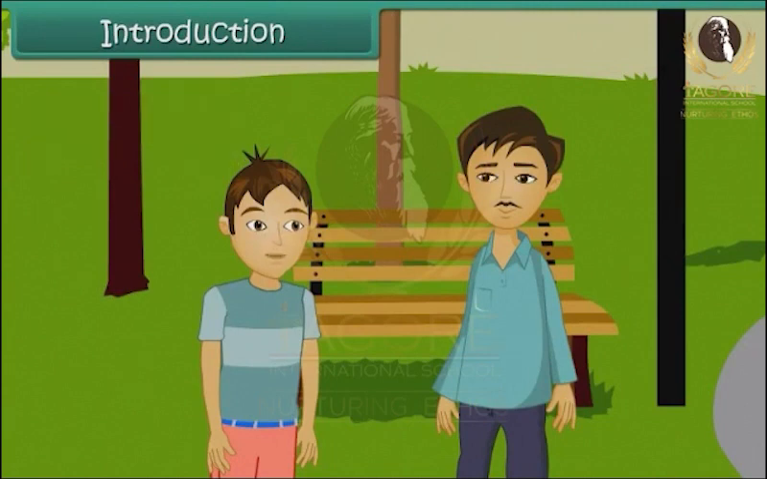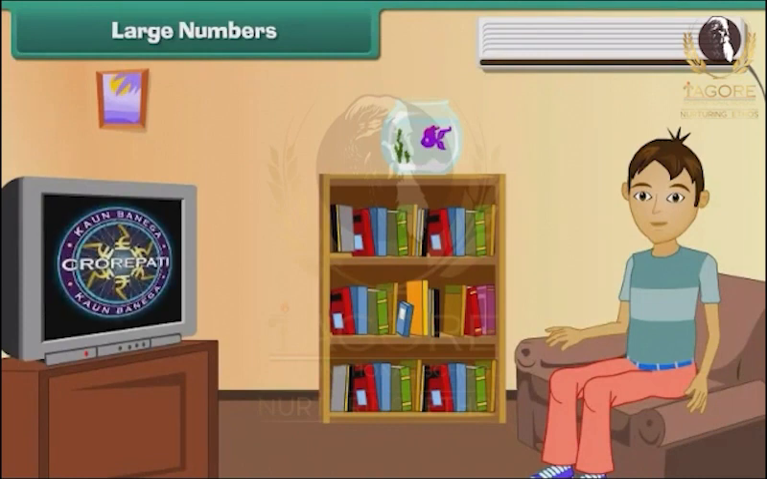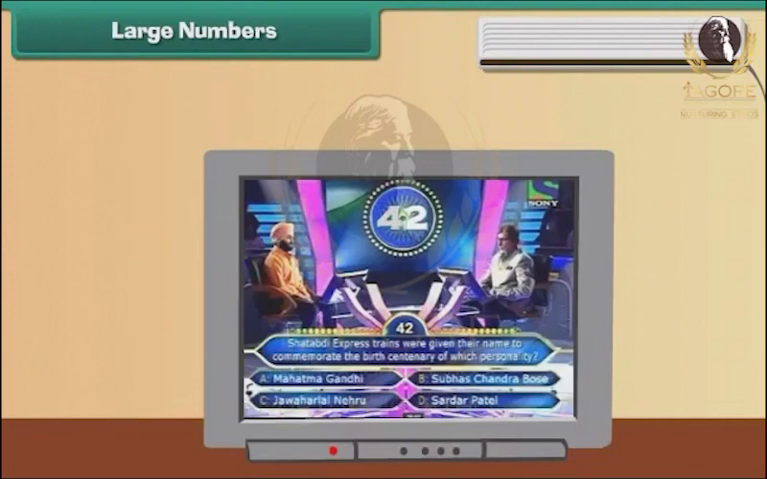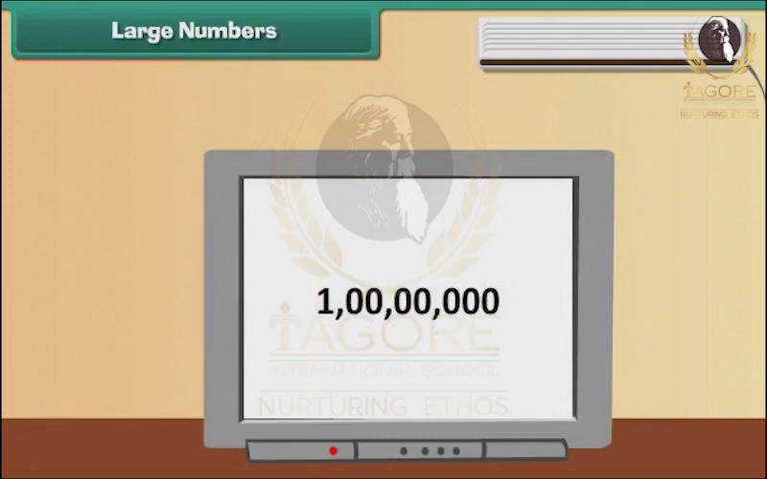In this lesson, you will learn about large numbers. Raman is watching the reality show, Kaun Banega Karodpati? The contestant on the hot seat wins 1 crore rupees. The host signs and hands him a check containing lots of zeros. Raman is eager to know the exact number of zeros in 1 crore.